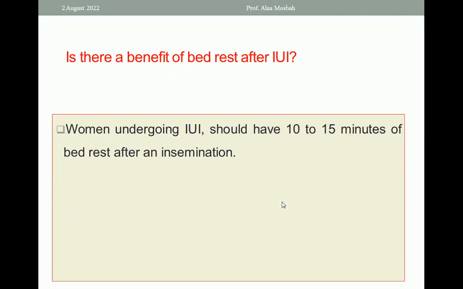Is there a benefit of bed rest after IUI? Very common question. Many gynecologists ask for being bedridden for 1 day, 2 days or more. No, it is not needed. Women undergoing IUI should have 10 to 15 minutes of bed rest after an insemination.